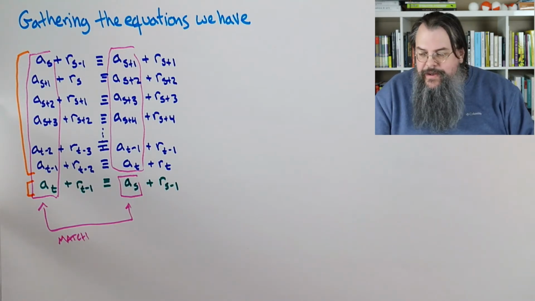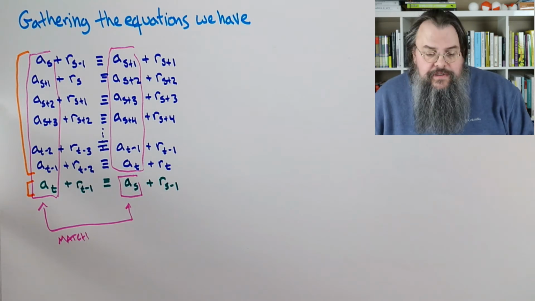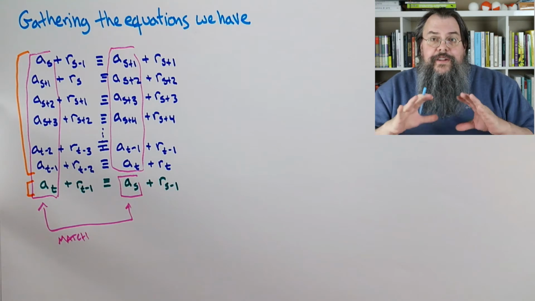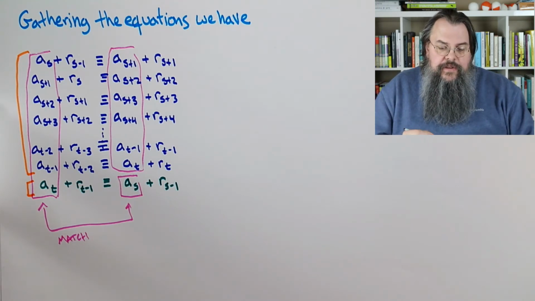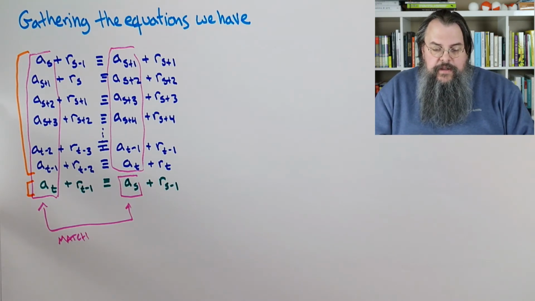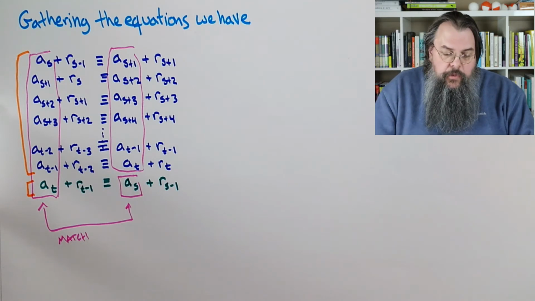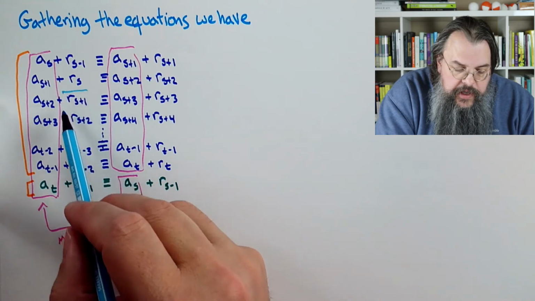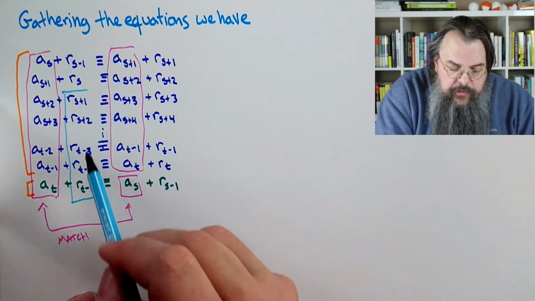Perfect. Well, do we have anything else that's similar? Let's look at the rows, the location of the rows, and see what we have that can line up. Well, notice here we have row S plus 1 through row T minus 1.